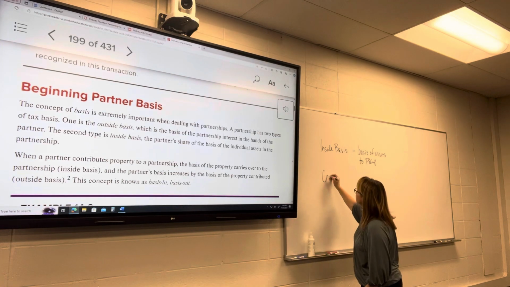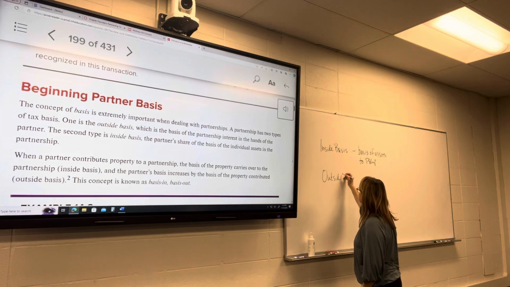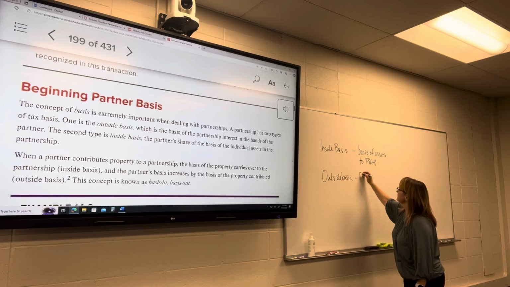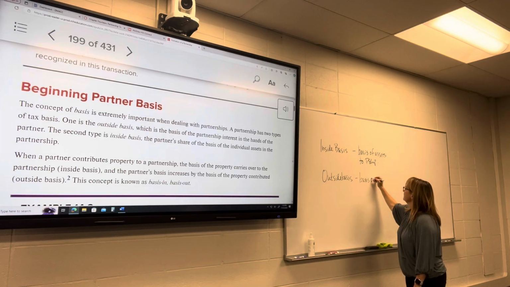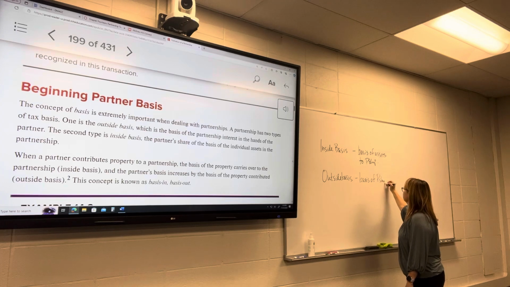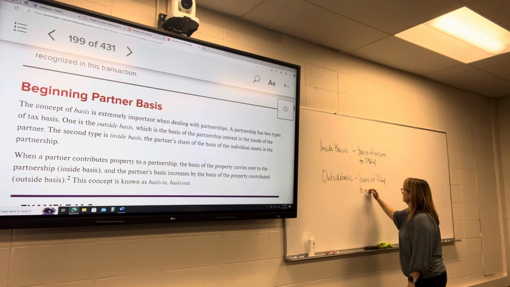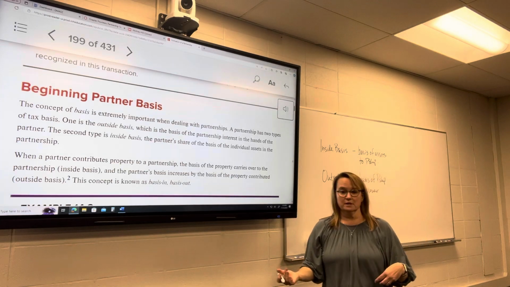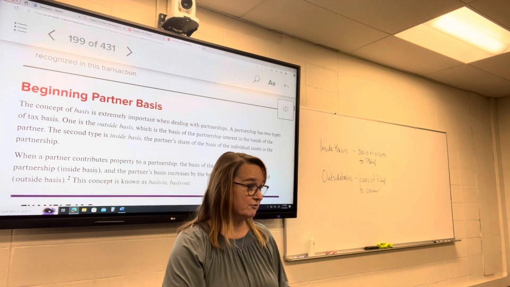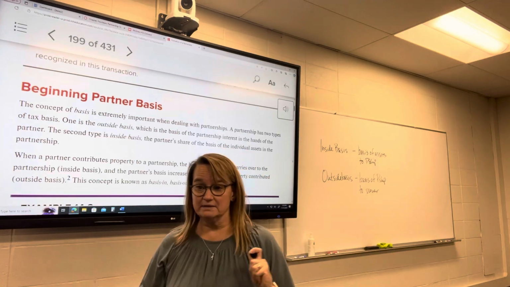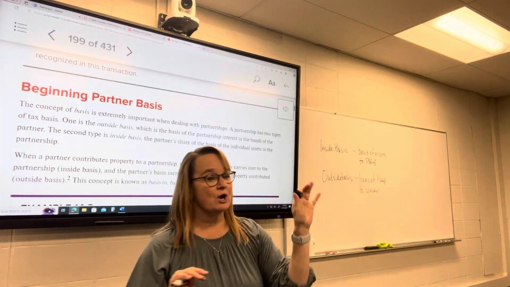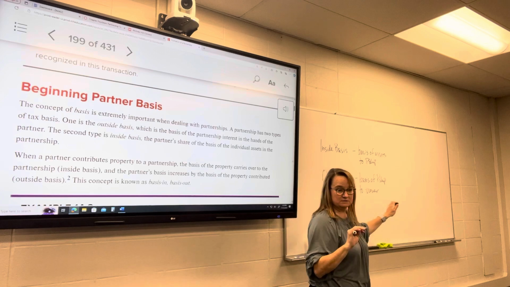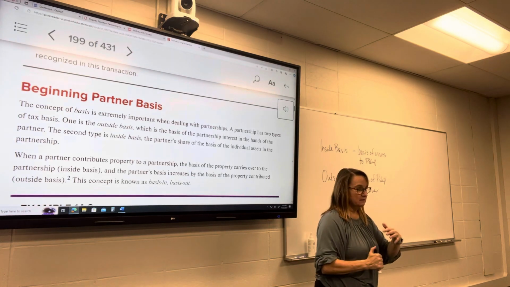Now we also have outside basis. This is the basis of the partnership to the owner. Remember that partnership is an asset to the owner. So the partnership owns assets itself, those have an inside basis. And then the owners own the partnership. That is the outside basis, the amount that is the basis to the partner.